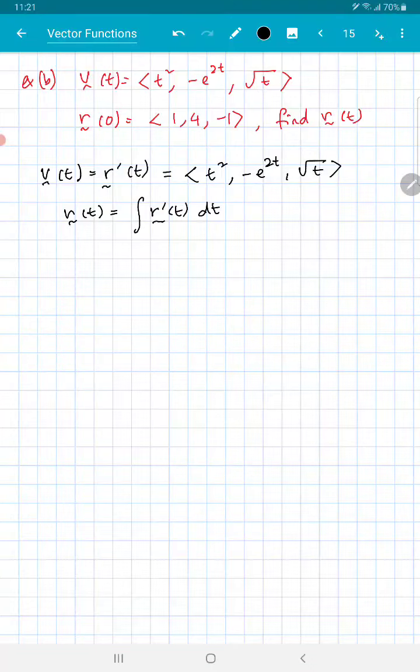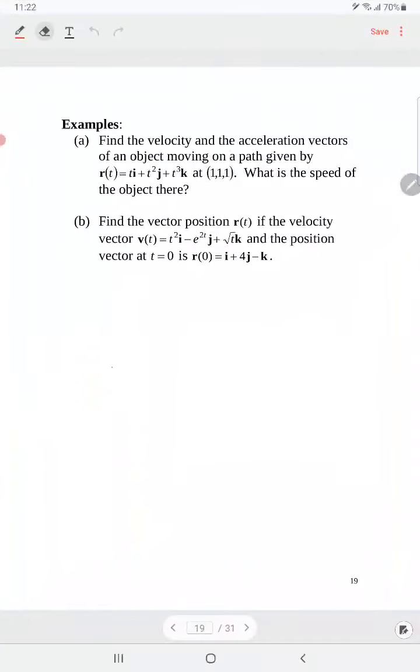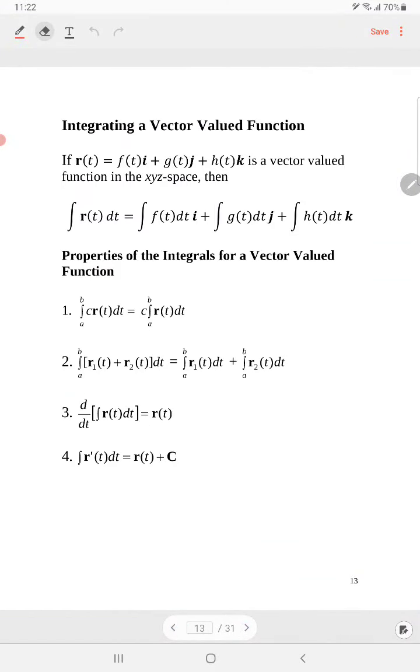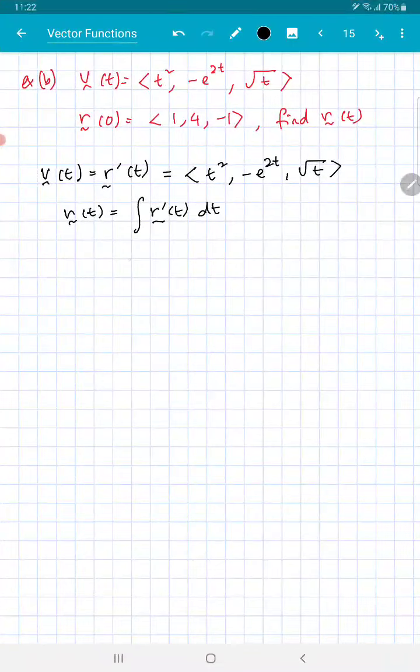And remember, from the integration, let's look at the notes again. For integration, you need to integrate the x component to get the new x component, integrate the y component, and also integrate the z component. But remember, when you integrate, you have to add a constant. So remember, here we have plus a constant vector.